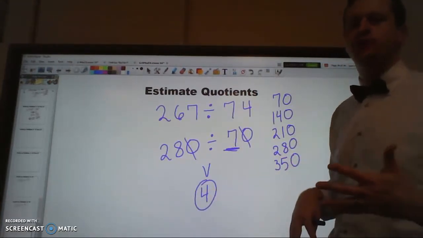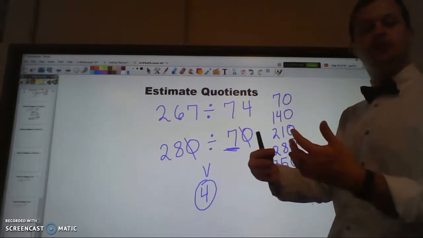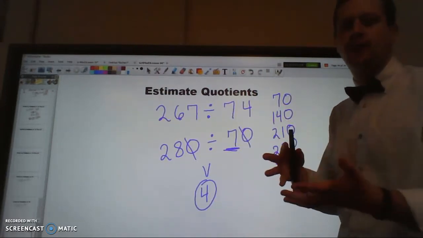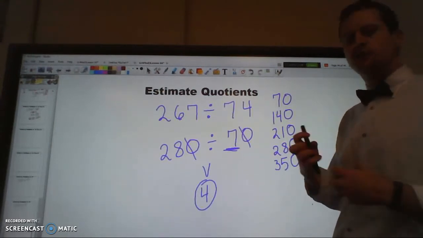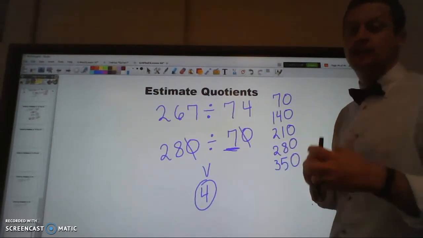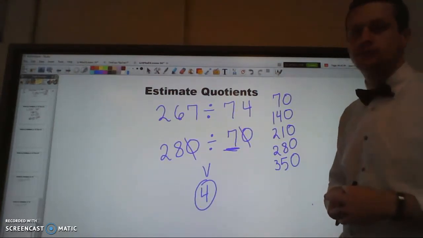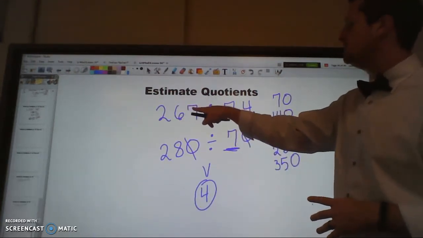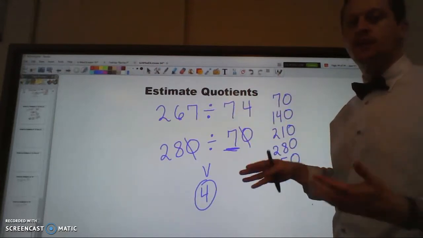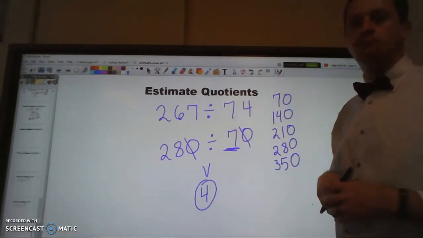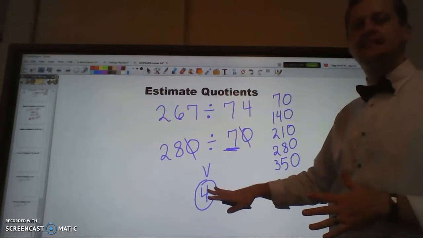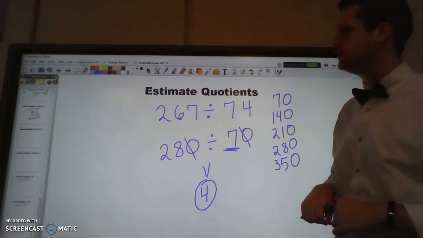And last year when you divided, you had remainders. This year we have remainders, but we change those remainders either into fractions or we make them into decimals. We're really going to look at fractions first, making our remainders fractions. But 267 divided by 70, it's going to be somewhere around 4. Might be a little more, might be a little less. That's an estimate. Remember, estimates are not perfect.